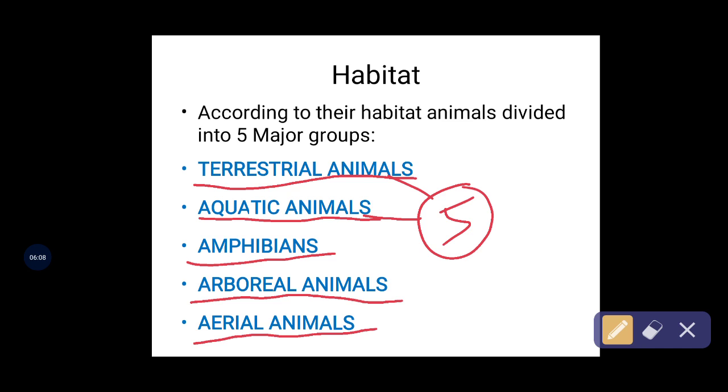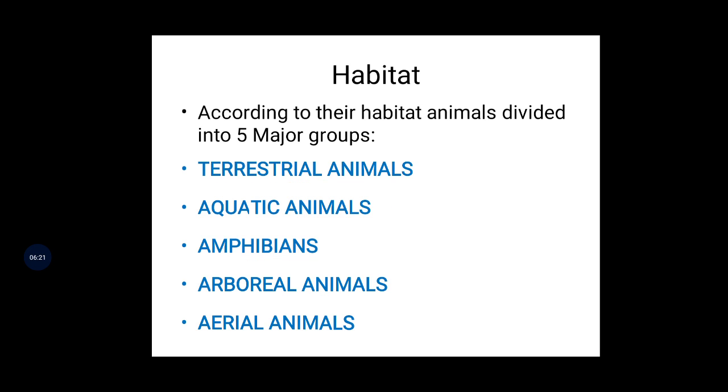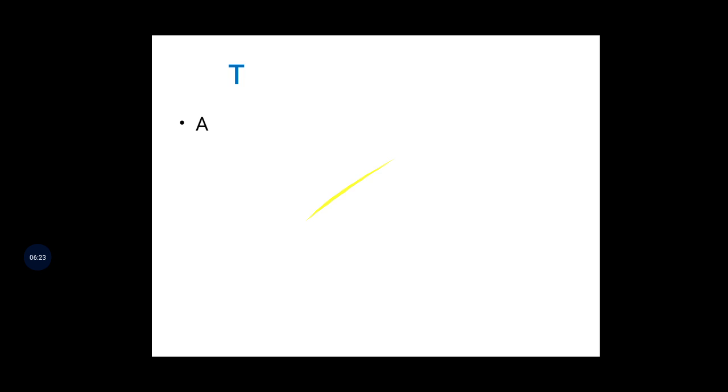Terrestrial, aquatic, amphibians, arboreal animals and aerial animals. These are the five categories of animals that are present. Okay? So then comes the first one, which is terrestrial animals.